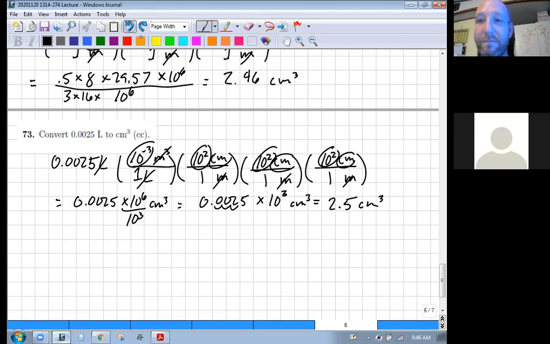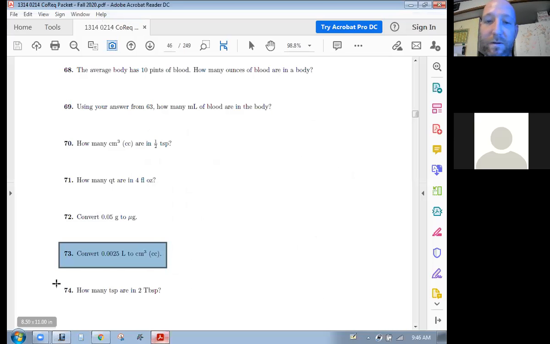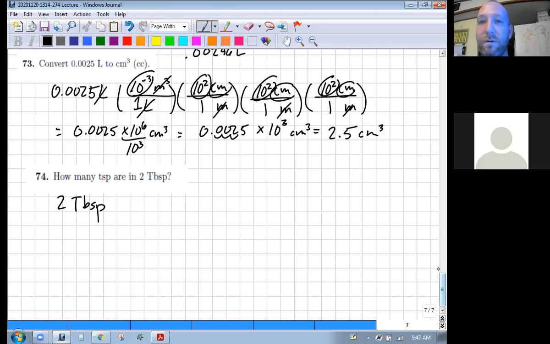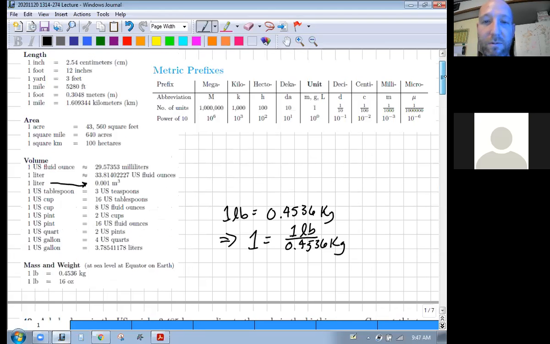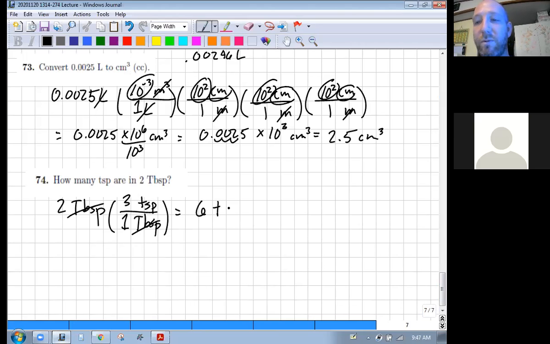That's almost what we had in the last problem. So 0.0025, 0.00246 liters would be half a teaspoon. We're going from teaspoons to tablespoons. 2 tablespoons. 3 teaspoons make a tablespoon. So get rid of tablespoons. We want teaspoons. 3 teaspoons make a tablespoon. So 2 tablespoons is 6 teaspoons.